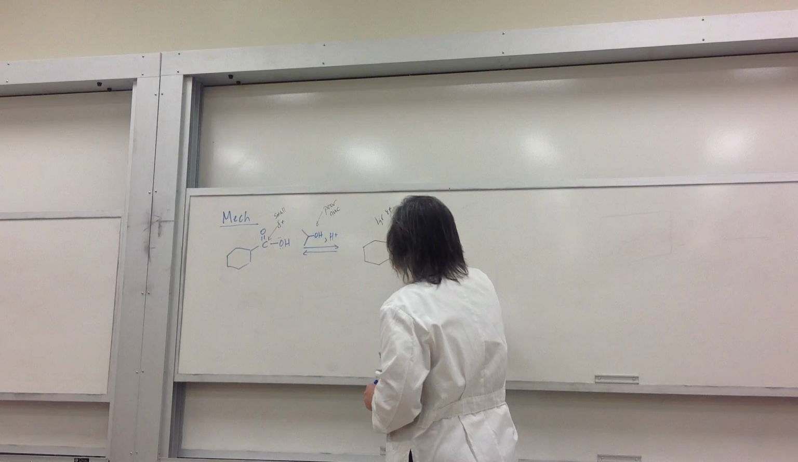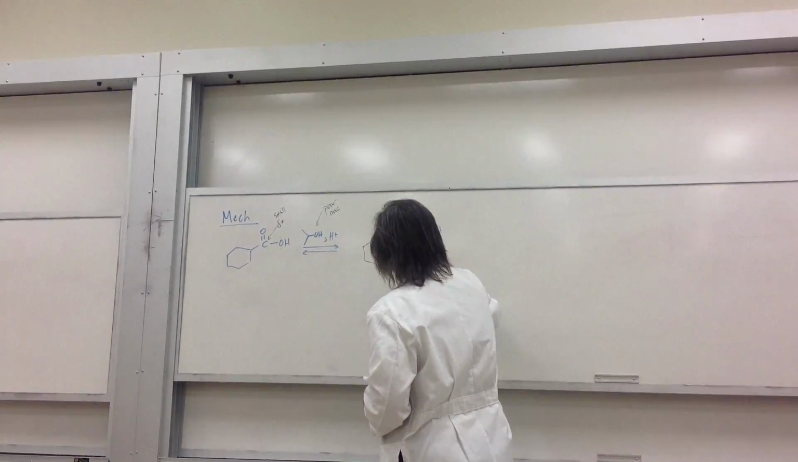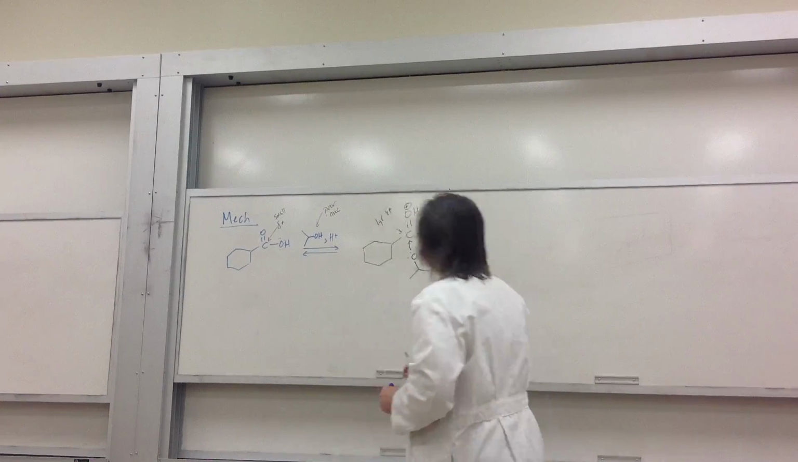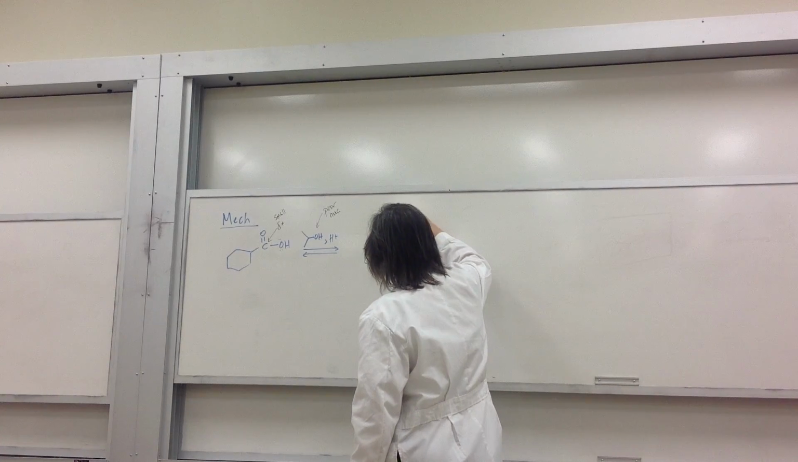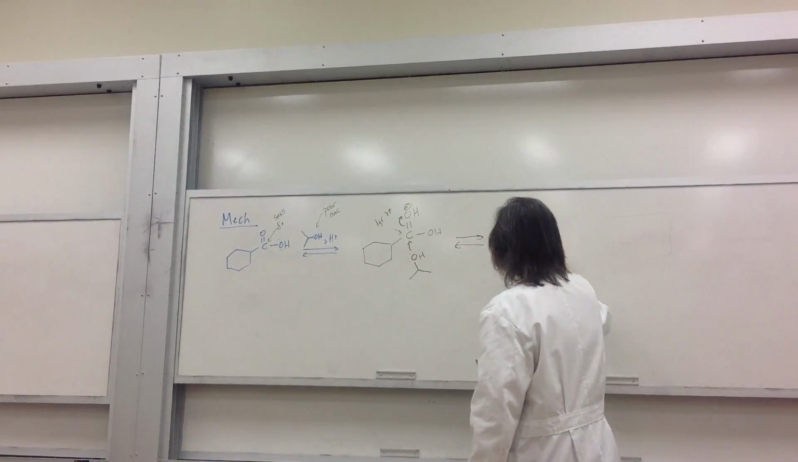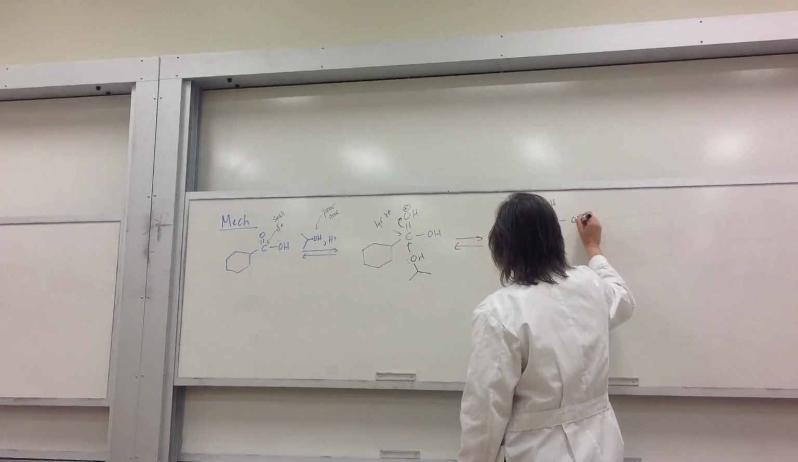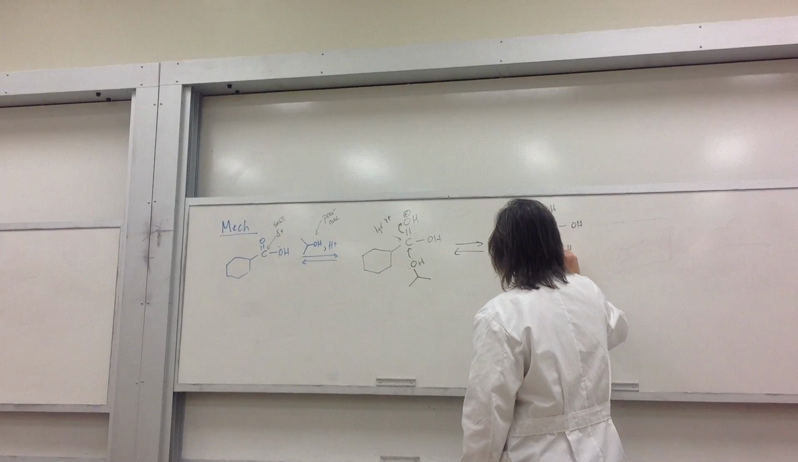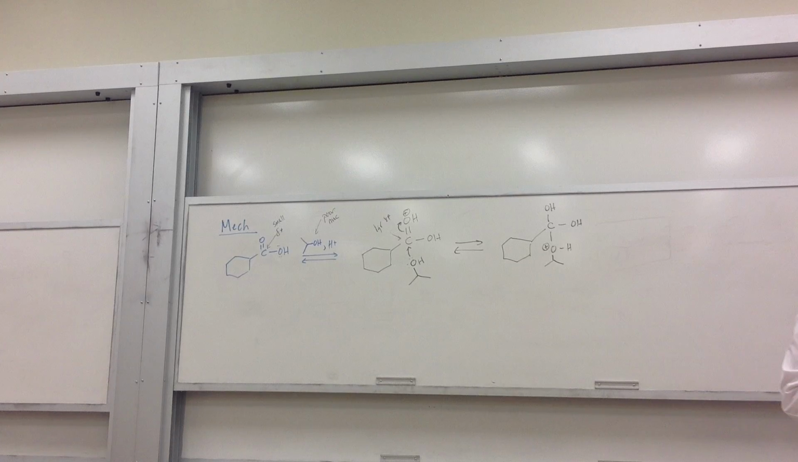And then my alcohol can attack. So it comes in, it attacks. Electrons go up onto the oxygen that had the plus charge on it. I have C, OH, OH. I have a tetrahedral intermediate that looks like that.